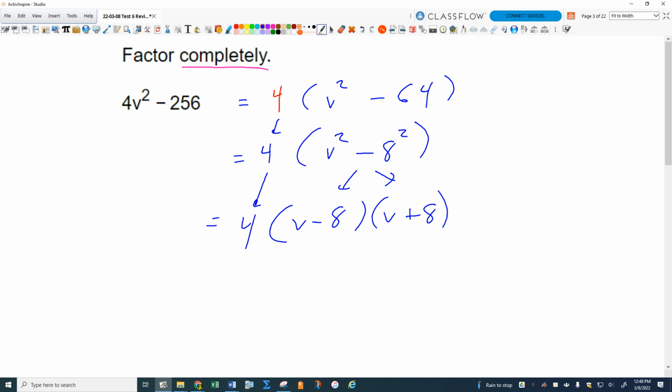Good. That's it. That's as far as I can go. Okay, you need that 4 out front too, though, right? If that wasn't there when I FOILed this out, I wouldn't get a 4v squared, right? Okay, give me thumbs. How we doing?